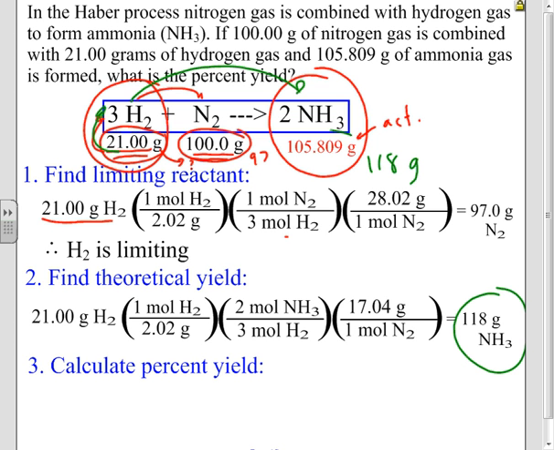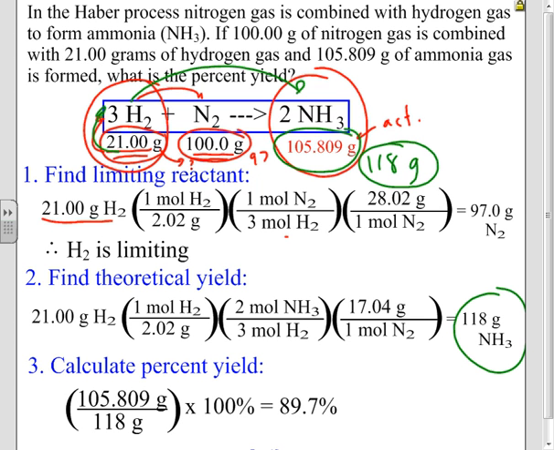And so we actually got 105.809. The theoretical yield is 118 grams. So the percent yield again is how much you did get compared to how much you could get. The actual yield, 105.809, divided by the theoretical yield, 118 grams, times 100%, giving us 89.7% efficiency.